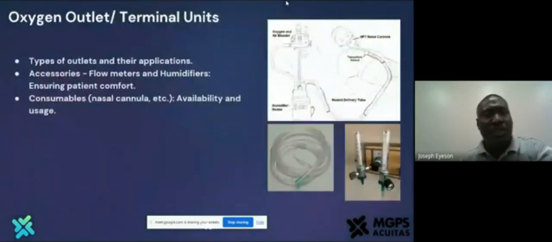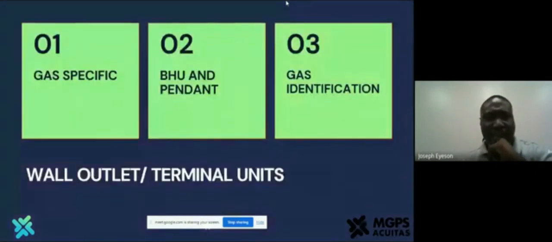The next is terminal units. There are many forms of terminal unit. This one is where gas is pumped and then sent to the patient using the flow meter. This is a typical terminal unit. The terminal unit could be on bedhead units, pendants or wall outlets, and they are mainly gas specific. What we mean by gas specific is that you can never use an air probe on an oxygen outlet.